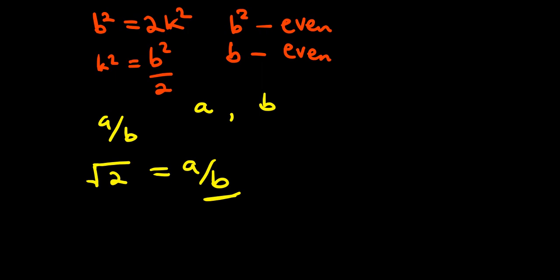So if this is not rational, meaning root of 2 is not equal to a over b. And so if root of 2 is not equal to a over b, it implies that root of 2 is irrational. Root of 2 is irrational. So that is how you prove this question by contradiction.